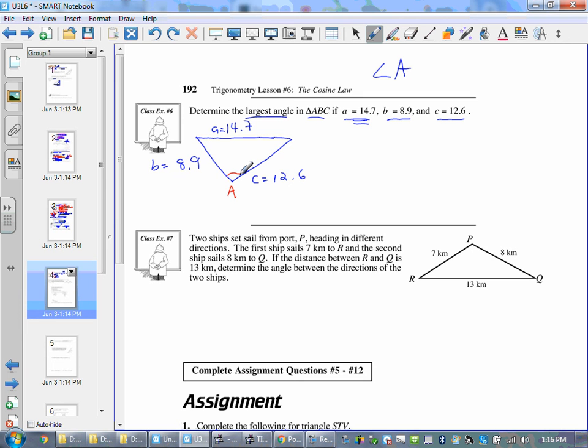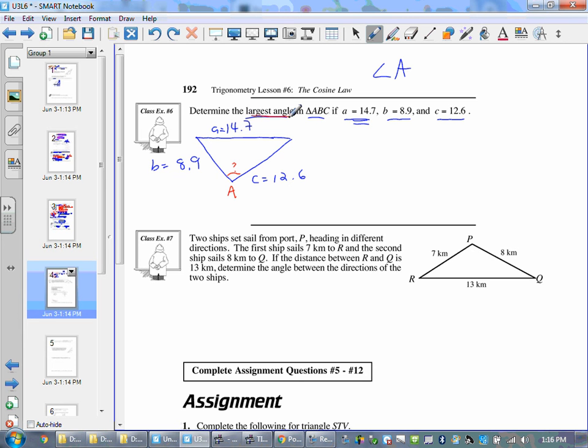So we're looking for cosine. But aren't we just trying to determine the angle B? No, still no. We're determining the largest angle. So I've just explained that the largest angle would be directly across from the largest side. If this thing does not let you put it in your calculator, it does, Brandon. We'll put it in together.